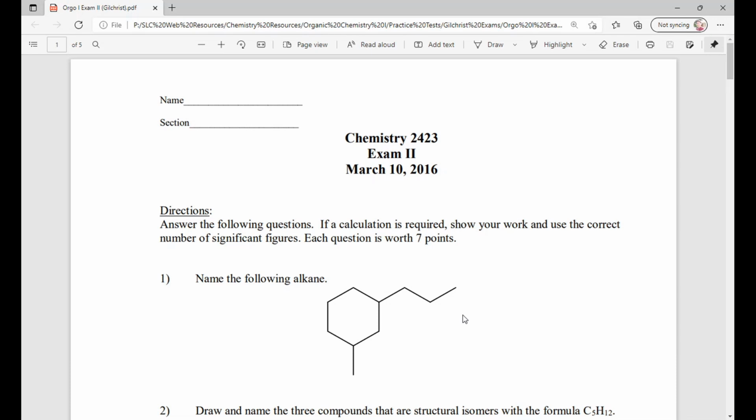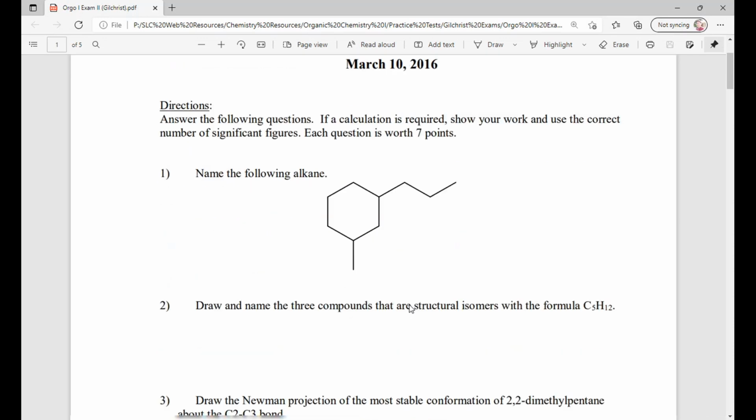So first things first, do you want to skip over number 1 with the naming? Are you comfortable with naming alkanes? Shall we just skip that? What do you think? Or should we just go through it? And you can type in the chat or speak directly. I'm totally fine if you want to turn on your microphone. I actually prefer it because it makes it a little bit more active. But what do you think? Skip number 1, or should we go over it? Skip it. I feel like we can figure that out. Okay.